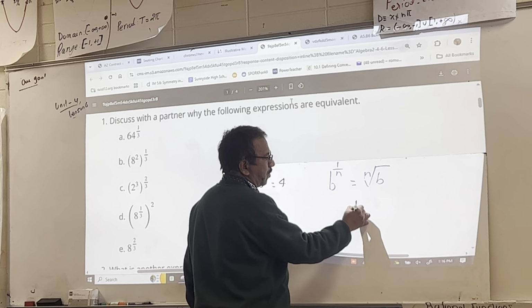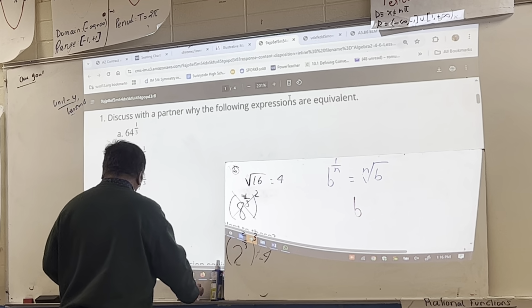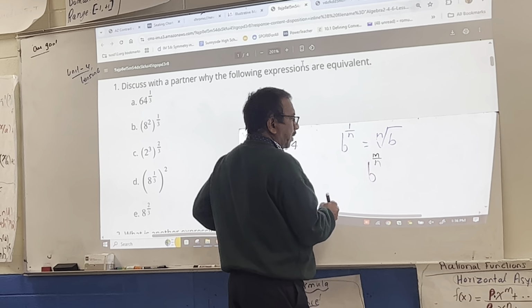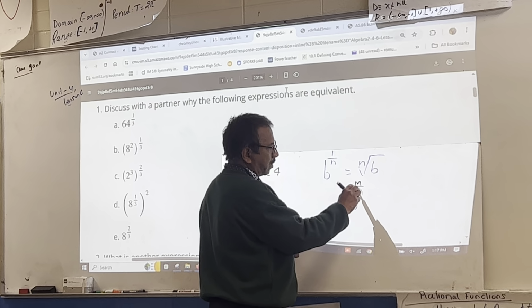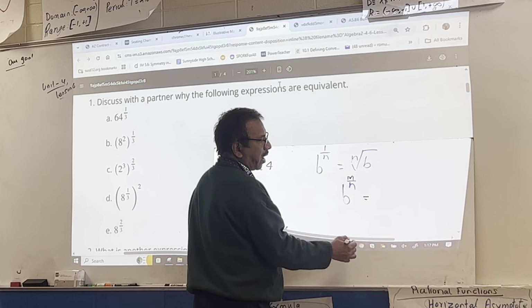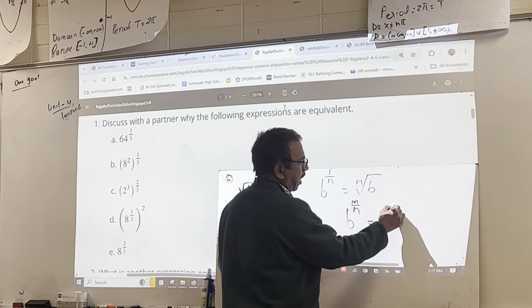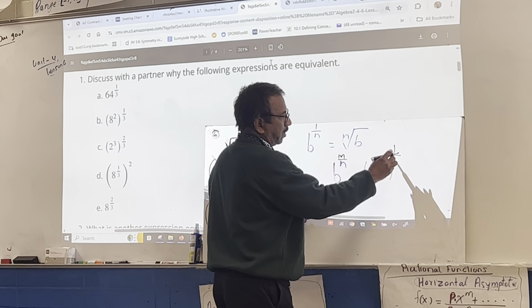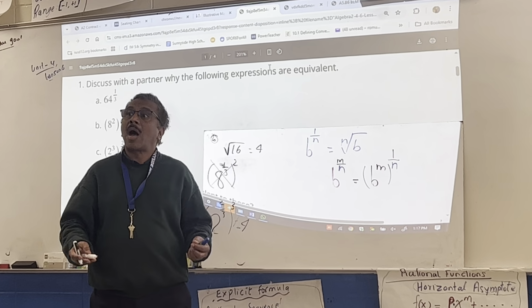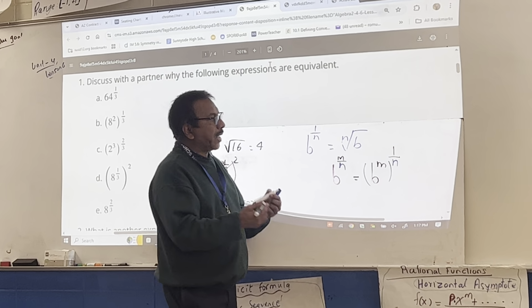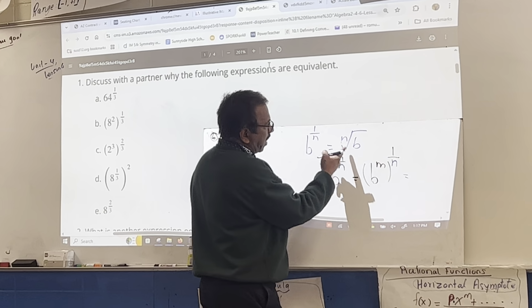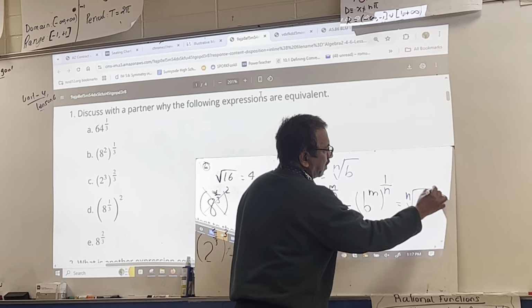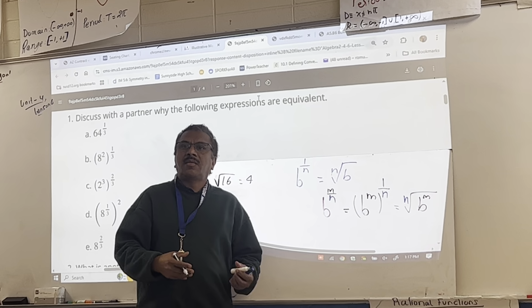Now, there's one more thing. If you have b raised to m over n, I'll use the blue color here, this is the same as writing b raised to m, and then 1 over n. This is because of the power laws of exponents. And then with this blue part, we can apply the first piece and write it as the nth root. So that's the confusion we forget.